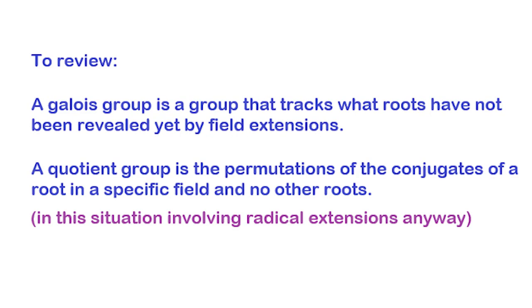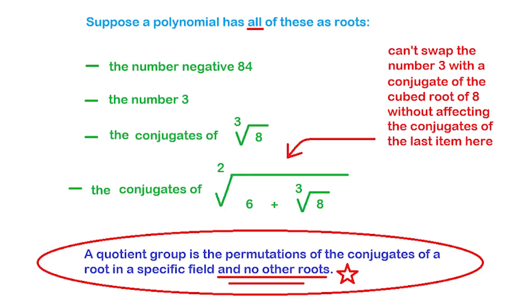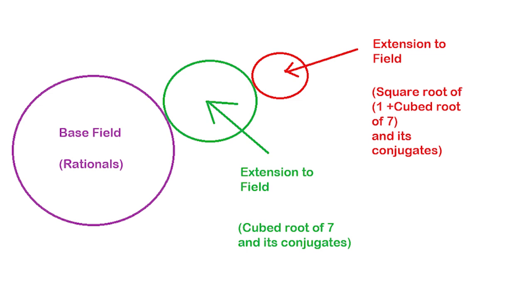To review, a Galois group is a group that tracks what roots have not been revealed yet by field extensions. A quotient group is the group of permutations of the conjugates of a root in a specific field and no other roots. That quotient group definition ties in nicely with keeping roots inside a radical nest away from roots that are outside a radical nest, that I pointed out as problematic in my first video. That's also another reason why we add nested radicals and layers when we're doing field extensions. First the inmost layer and then the outer ones.